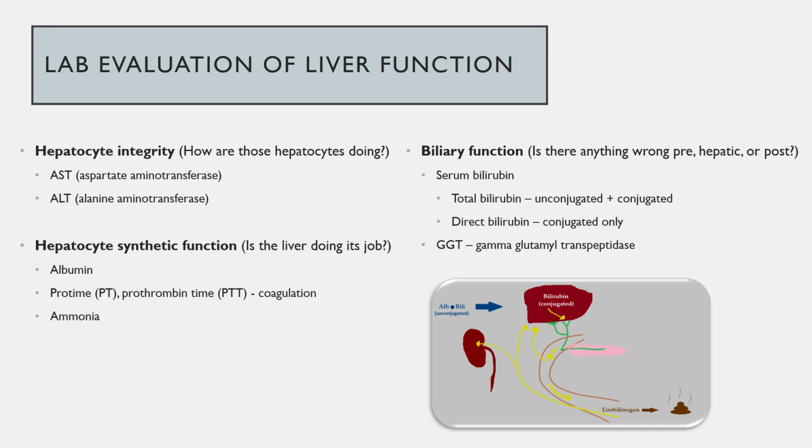And number three, is bile flowing? Now we look at bilirubin and GGT. GGT is particularly helpful when trying to determine if elevated alkaline phosphatase is hepatobiliary in origin. Also, GGT rises with chronic alcohol use, so sometimes labs quietly tell a story the patient hasn't.